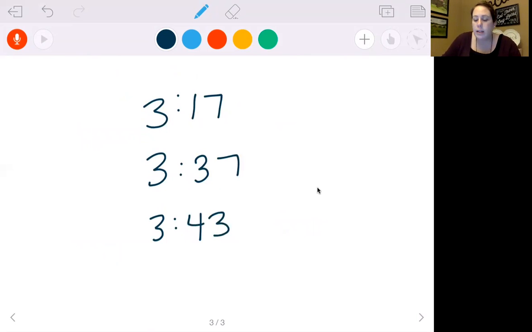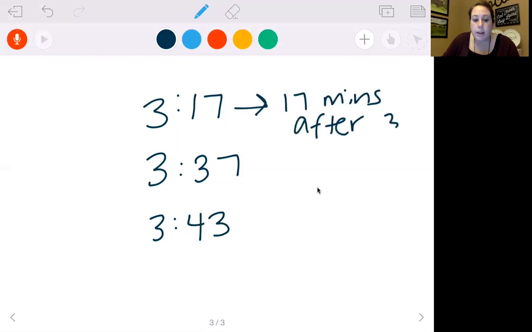They don't give us the option of saying 3:17 or 3:37 or 3:43. They want us to do a little bit of math to figure it out. So let's find the one that goes with this one, 3:17. Our options are 17 minutes before 4, 23 minutes before 4, or 17 minutes after 3. I know that 3:17 is 17 minutes after 3. So I'm going to kind of abbreviate it right here. 17 minutes after 3.